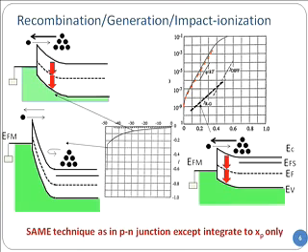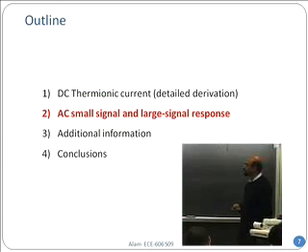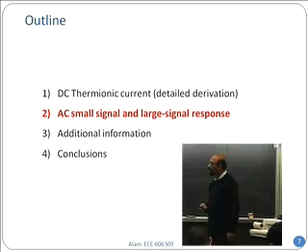So just remember, this is a one-sided junction. That is the important thing, because there is no depletion on the other side. So apart from that, everything is exactly the same. Now let's talk a little bit about AC, small signal.